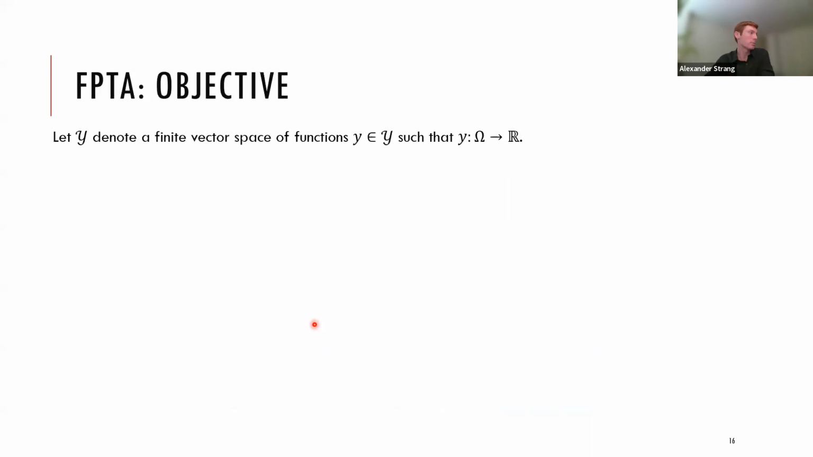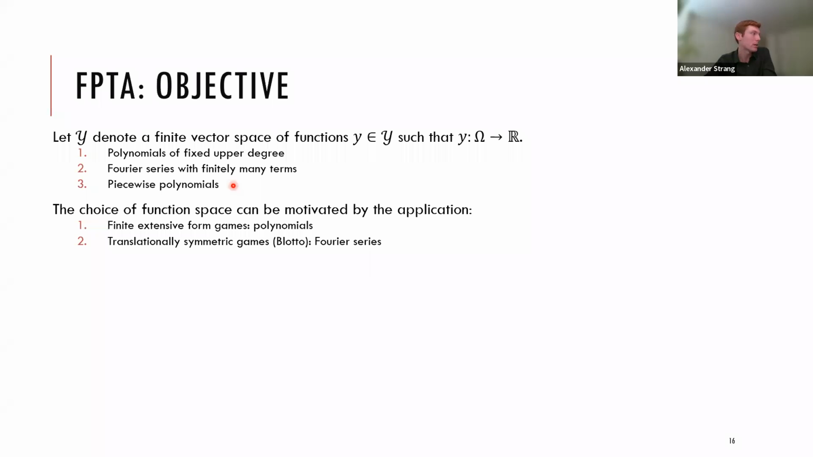So here, this is going to be our objective. We'll let script Y denote a finite vector space of functions, where each function y within script Y is a mapping from Omega to R. Obviously, there are all sorts of classical function families you could think of here. You could use polynomials, Fourier series, piecewise polynomials, wavelets, really whatever function space you can imagine that you think might be relevant. There are reasons to pick different function spaces depending on the game or the decision task. So for example, if you're looking at a finite extensive form game, in some sense polynomials are kind of fundamental. I'll show you some examples based on the Blotto game later.